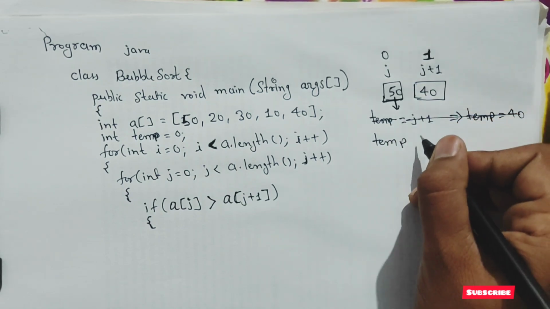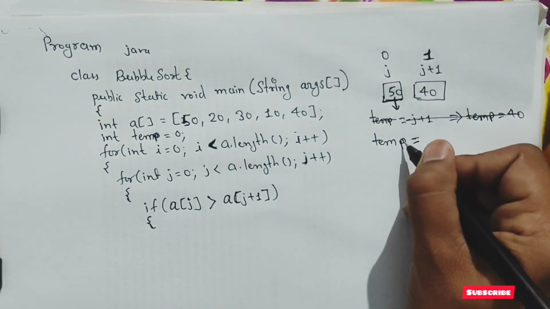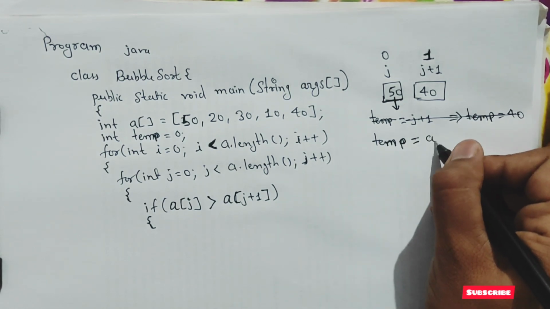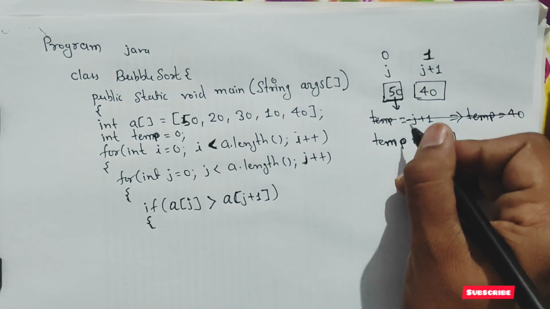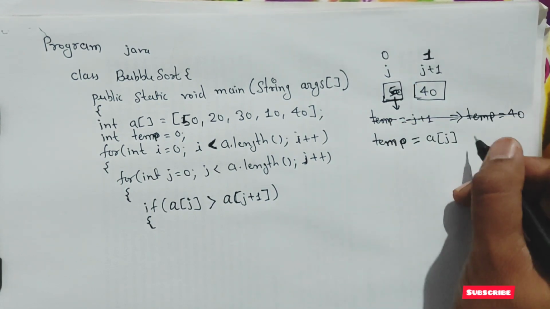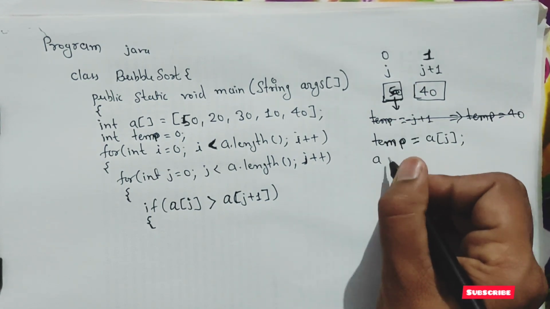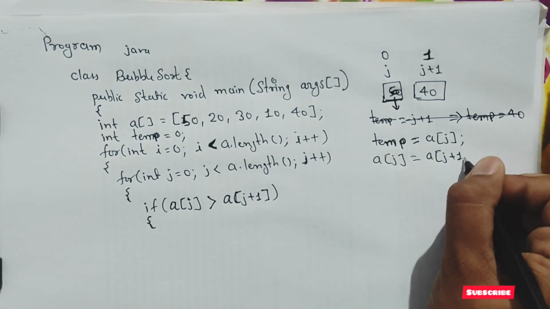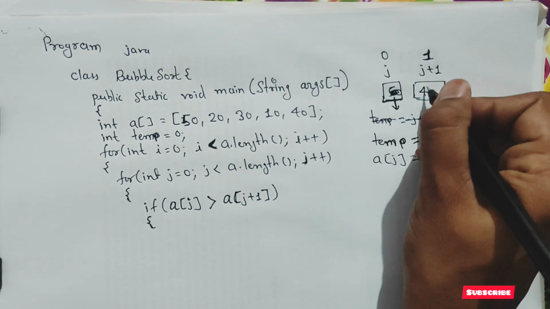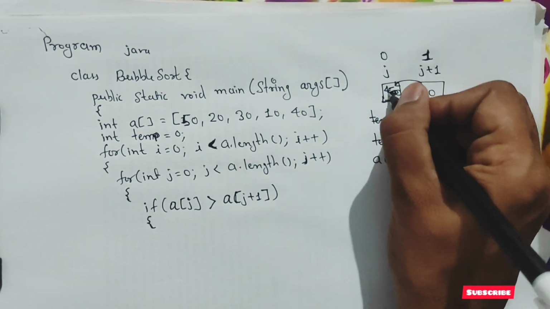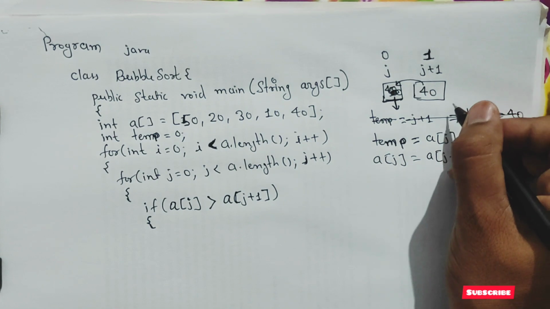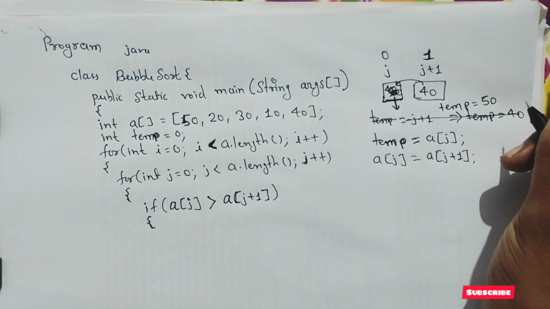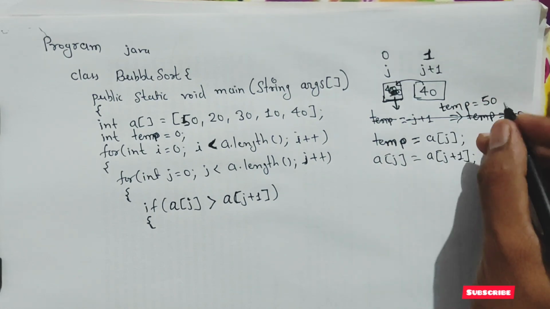First I will empty this, and how do I empty it? I will put it in temp, a of j. So now this place is empty, and in that case a of j equals a of j plus 1. Means what I did, this is empty. Now 40 has come here, means 40 is stored here now, and in the temp there is a 50. I hope it is clear to you, not complex.